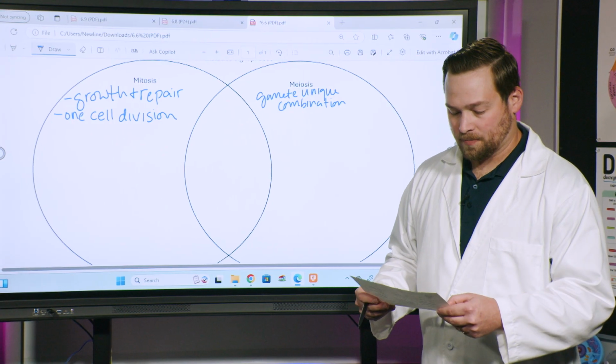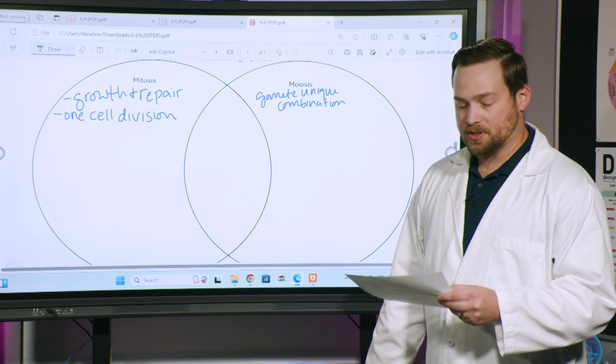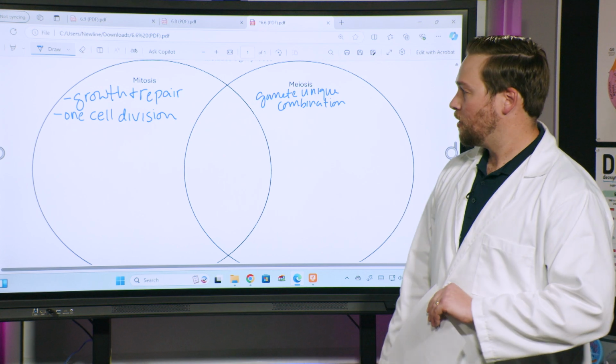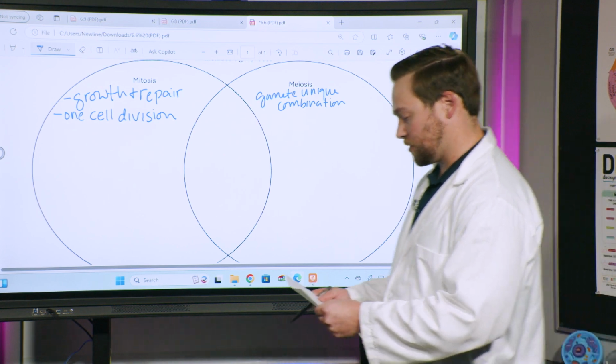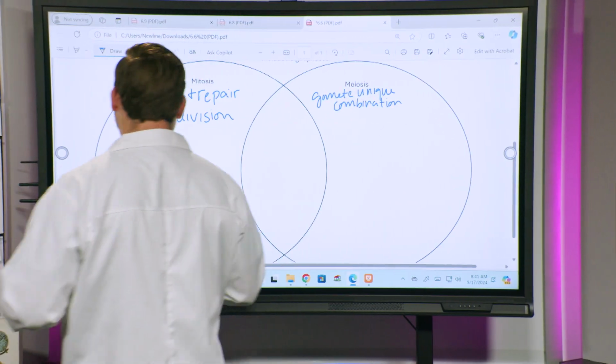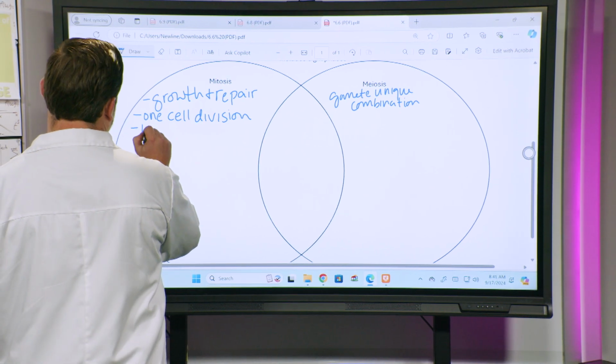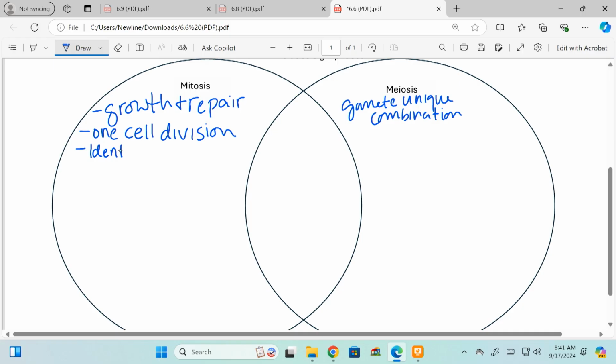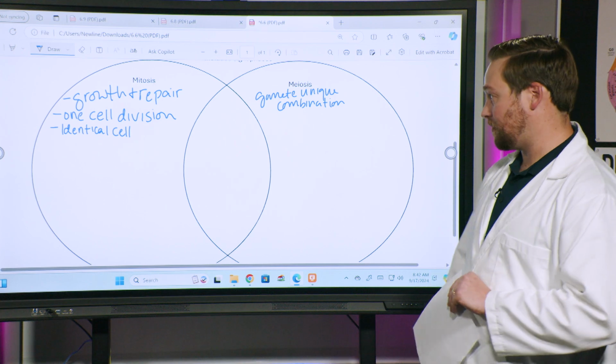Let's keep it going. This says, produces identical cells. Which one of these produces identical cells? That's going to be the mitosis, okay? Identical cells.